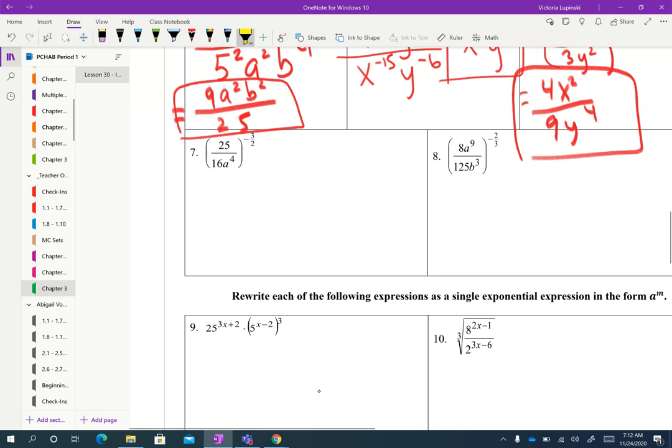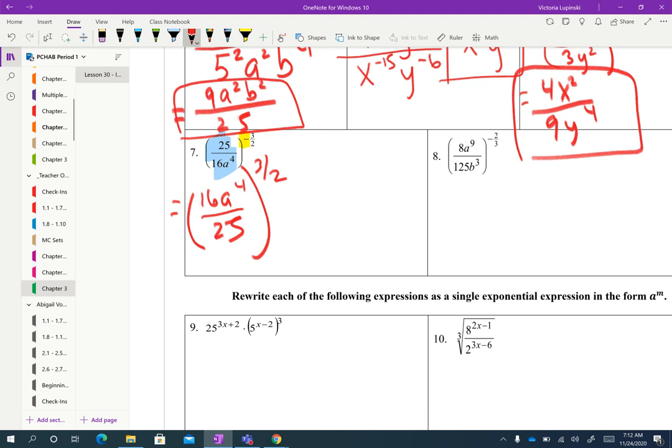So in number 7, notice that everything inside of the parentheses has a positive exponent, where you have a negative 3/2 up in the exponent. An option that you could do if you want is take the negative and apply that to everything inside. If you apply just the negative to everything inside, that's going to move everything from the bottom to the top and vice versa. So this would now give you 16a to the 4th over 25 to the positive 3/2.